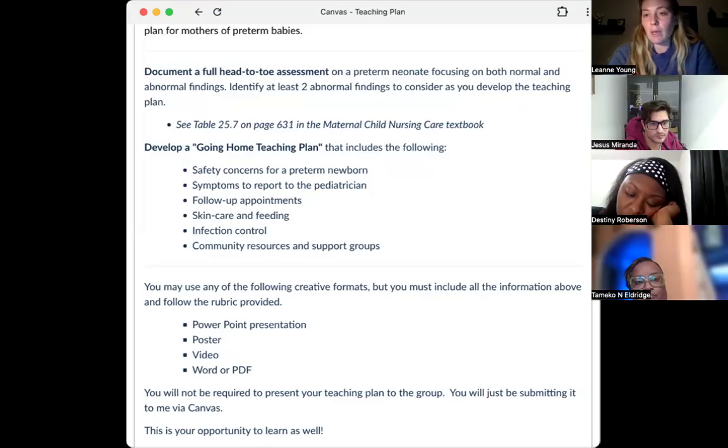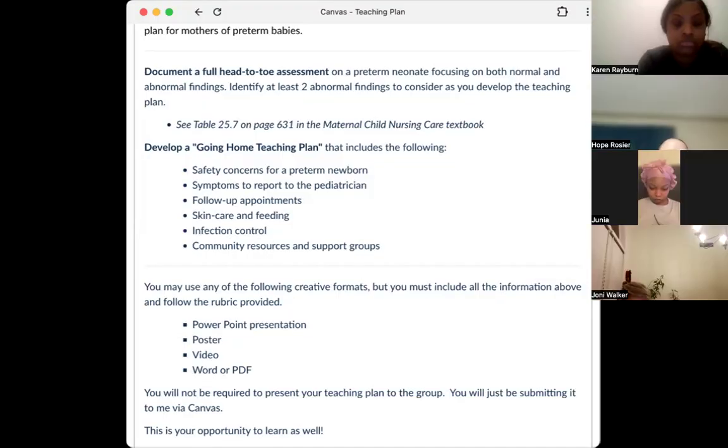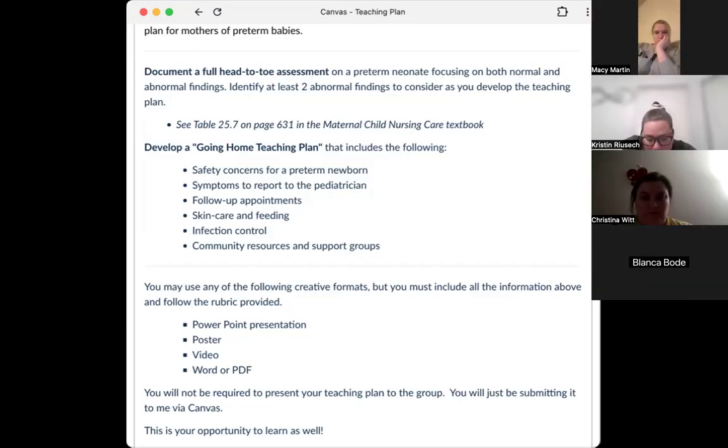This is not supposed to be a super lengthy, time consuming assignment. Okay. You should not be spending more than a couple hours on this, if that at all. So you can use a PowerPoint presentation, poster, video, or Word or PDF document. We do want this to be creative. So if you choose to do a Word document, please do not just type in a bunch of information. It should be attention grabbing because it's supposed to be geared towards families, right? It's supposed to be a teaching plan for families bringing home a preterm newborn. So we need it to be somewhat entertaining or educational. Okay.